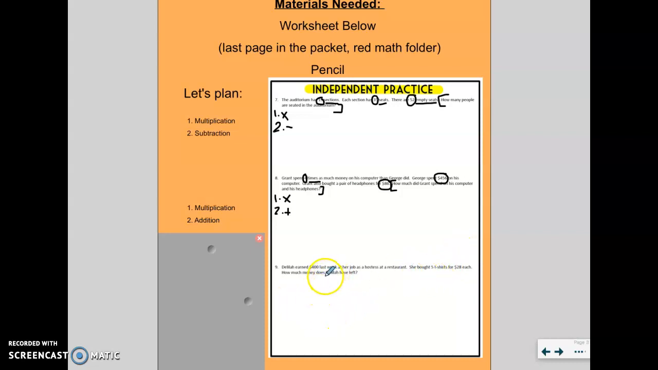Delia earned $400 last week at her job as a hostess at a restaurant. So let's go ahead and circle $400.